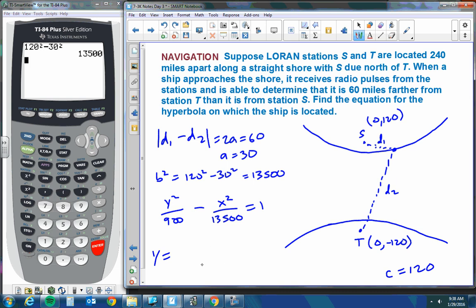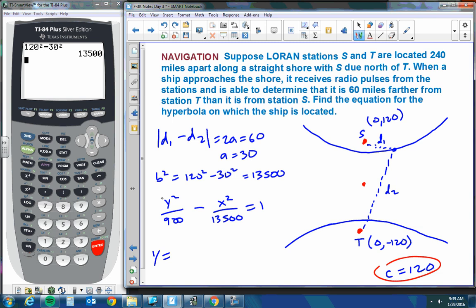All right, any questions so far? Once again, the S and T that they gave you, those are the foci. Since they're 240 apart, they're each 120 from the center. So that's where I got C being 120.